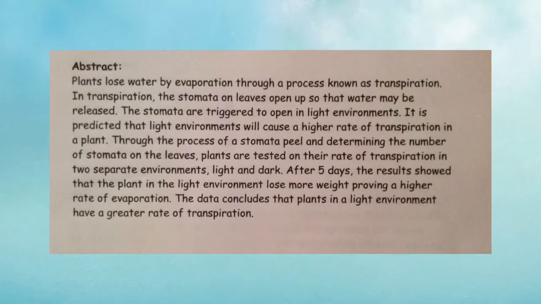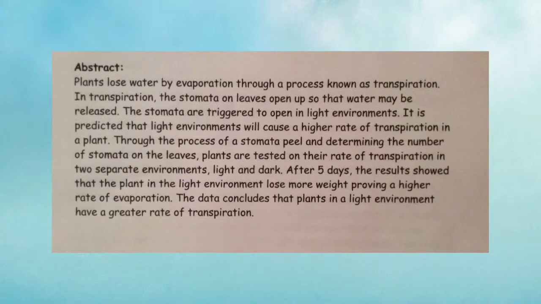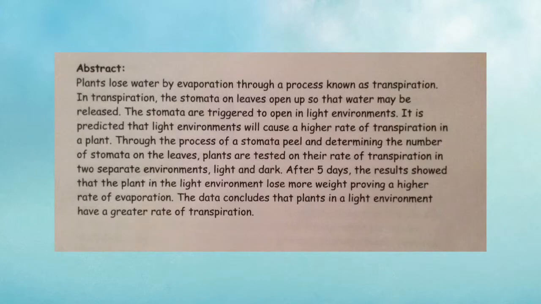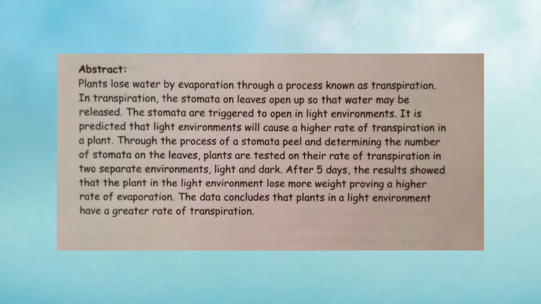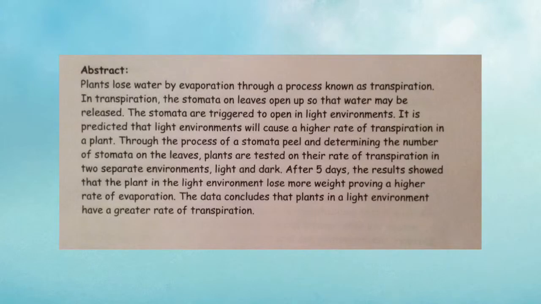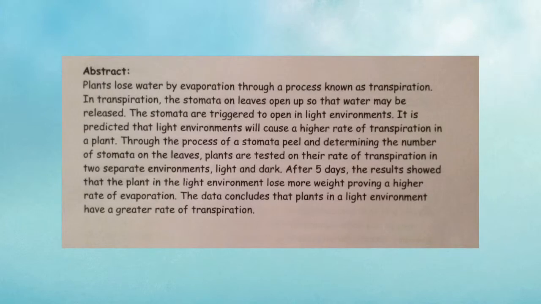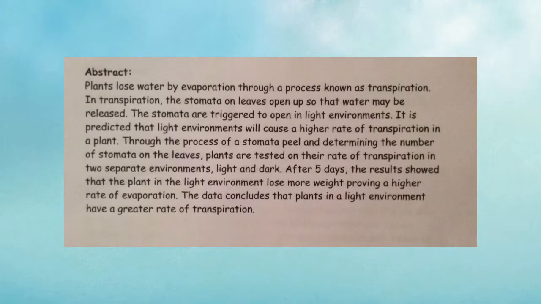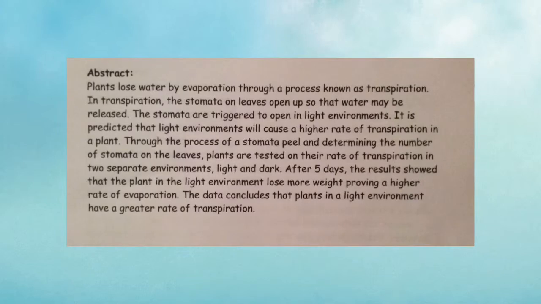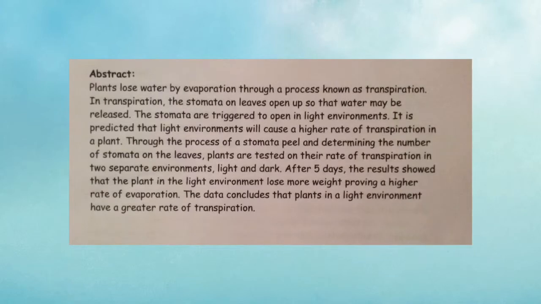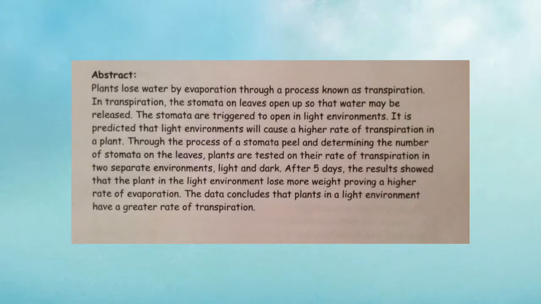Through the process of a stomata peel and determining the number of stomata on the leaves, plants are tested on their rate of transpiration in two separate environments, light and dark. After 5 days, the results showed that the plant in the light environment lost more weight, proving a higher rate of evaporation. The data concludes that plants in a light environment have a greater rate of transpiration.